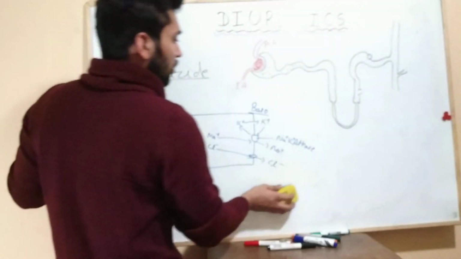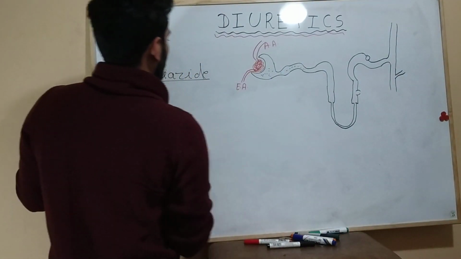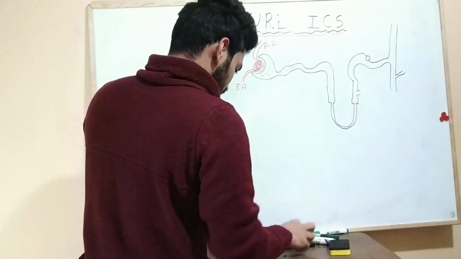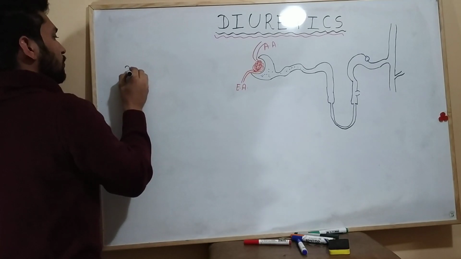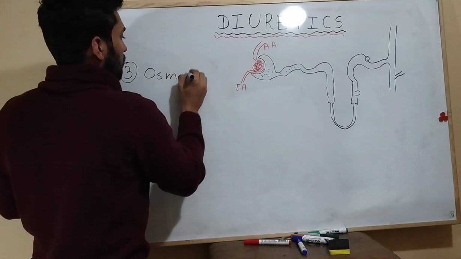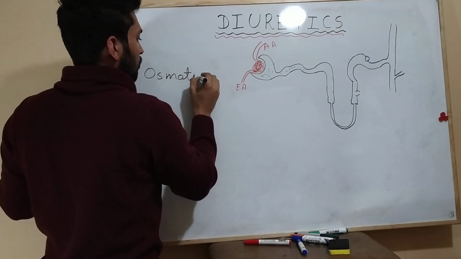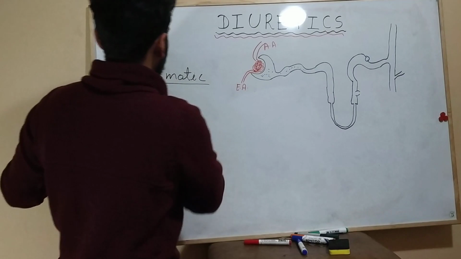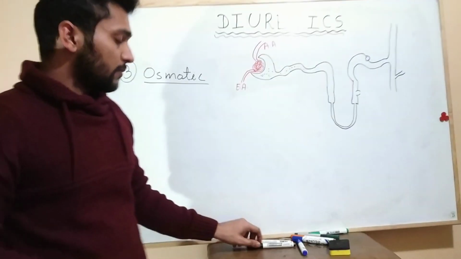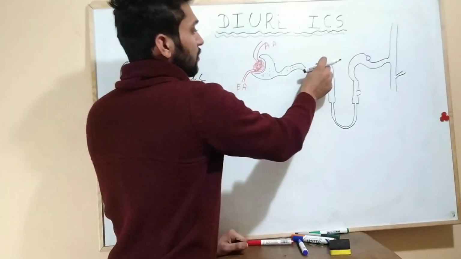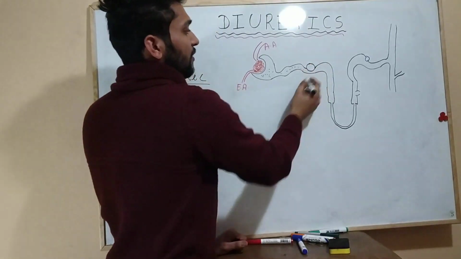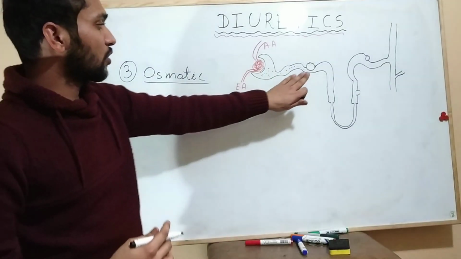Now I am going to talk about osmotic diuretics, the third one and the last one. The osmotic diuretics mainly work in the PCT, proximal convoluted tubule.